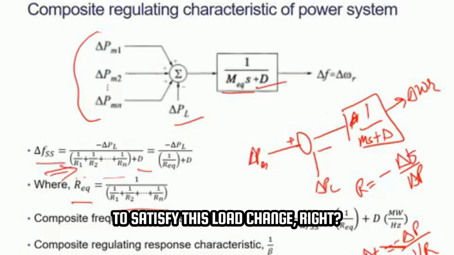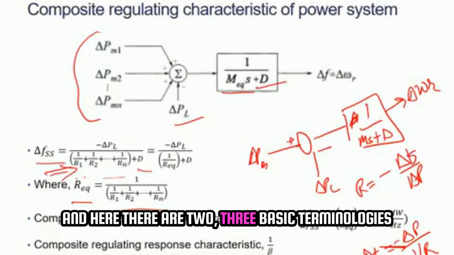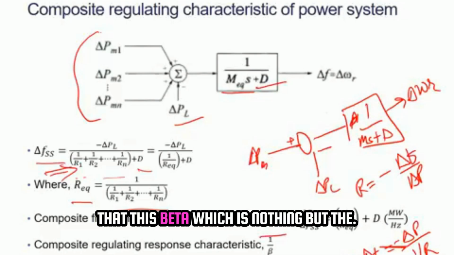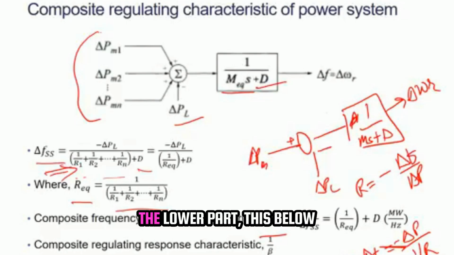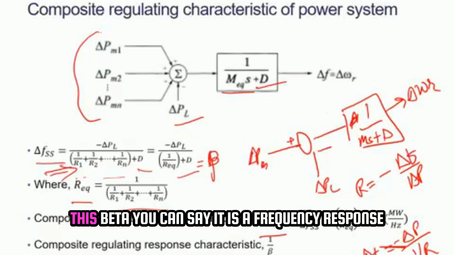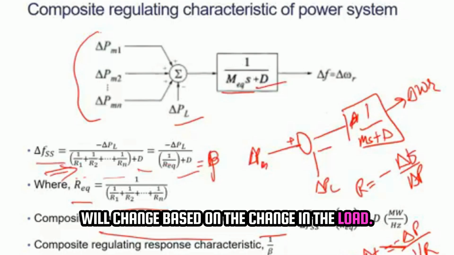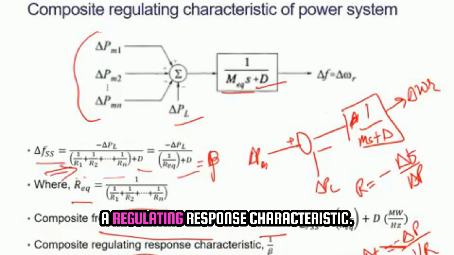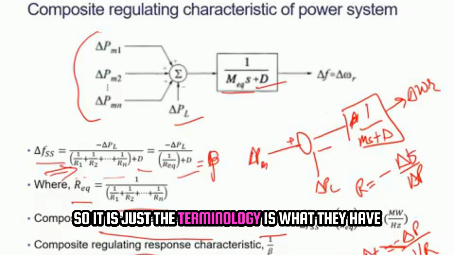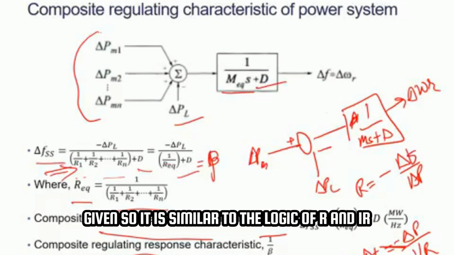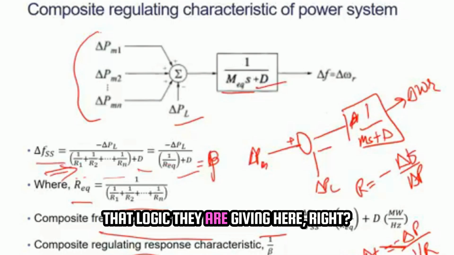change, right? And here there are three basic terminologies. This beta, which is nothing but the below part, is beta = 1 by REQ plus D. This beta you can call the frequency response characteristic, the way the frequency will change based on the change in the load. And 1 by beta you can call the regulating response characteristic. It is just the terminology they have given, similar to the logic of R and 1 by R.